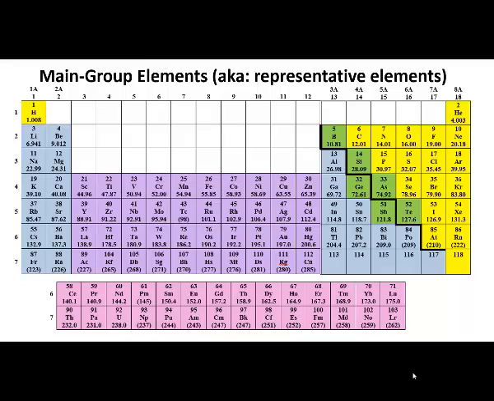Now here I changed our color coding a little bit in order to differentiate between different types of metals. Our blue metals are what we're going to call main group metals or elements. And so let's first of all look at main group elements. They're also known as the representative elements.